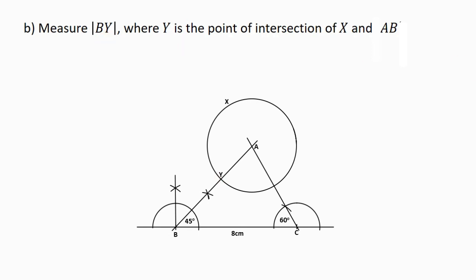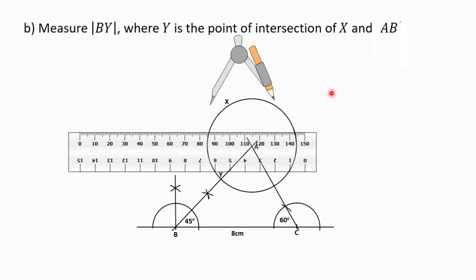To take this measurement, I'll pick the compass and put the needle on point Y. Then, after that, I'll stretch the other part to point B, since we are measuring BY. So I'll put the needle on Y and stretch the part holding the pencil to point B, just as I've done here. I've now measured BY using the compass. To know the exact distance, I'll pick the ruler and put the needle of the compass on 0. Then I'll read where the part holding the pencil touches the ruler.